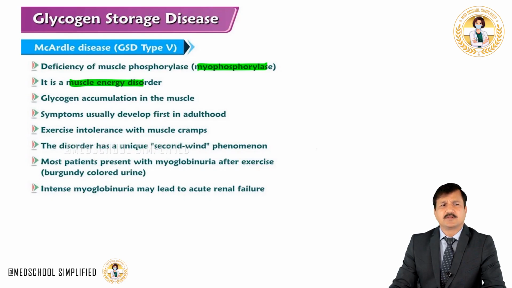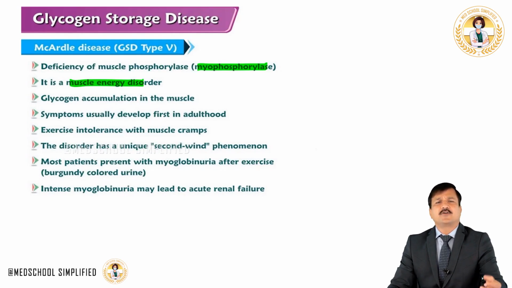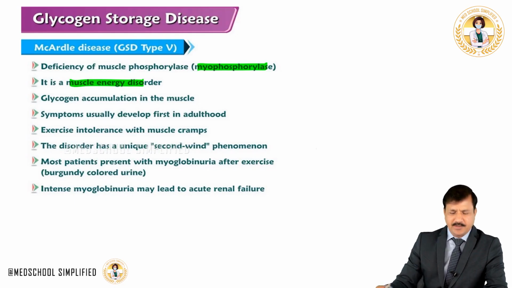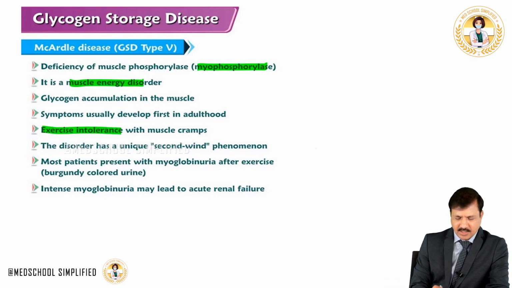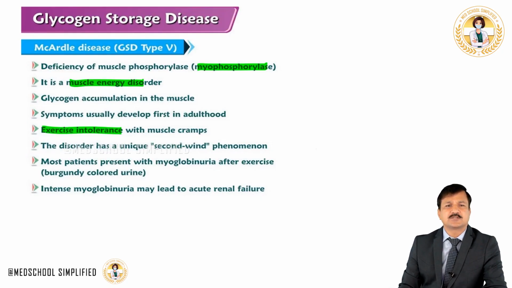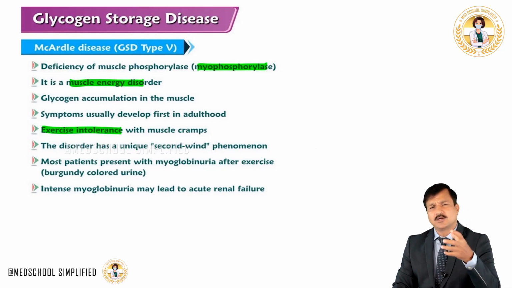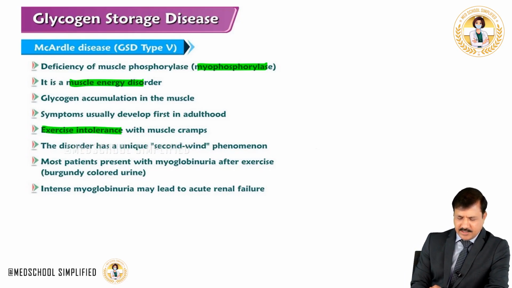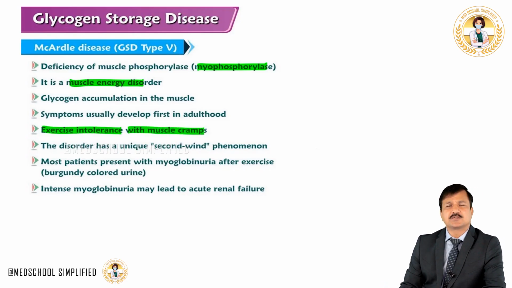Because of this, what will happen? Because of lack of glycogen degradation, not much energy will come for muscle contraction during exercise. That's why the patient will show exercise intolerance. They won't be able to tolerate exercise, especially brief exercise of high intensity, or long duration exercise even if it is less intense. So exercise intolerance will lead to muscle cramps because of lack of energy, lack of ATP formation.